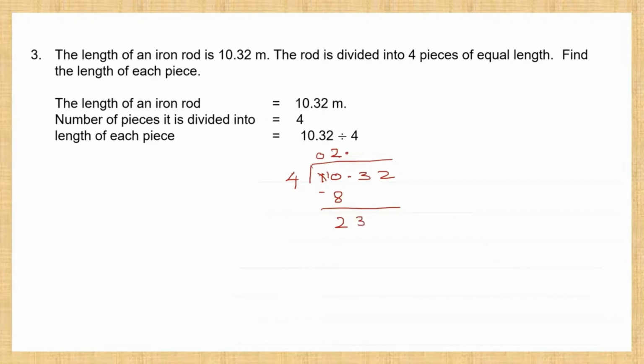It's 23. 4 fives are 20, minus 3. 2 minus 2 is 0. You bring down the 2. Now my number is 32. 4 eights are 32. We finished our division here. So now we have found the length of each piece, which is 2.58 meters.